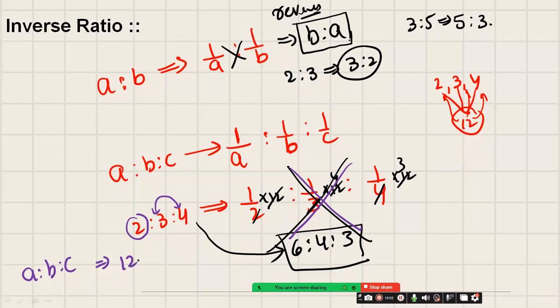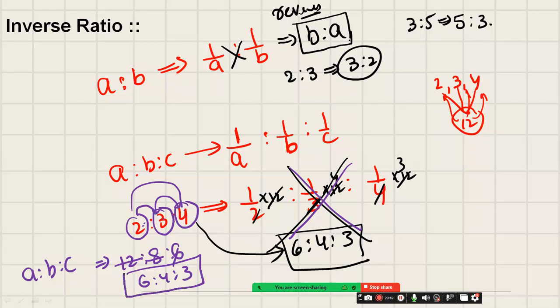3 4s are 12. If you want to find out the B value, close the B and multiply the remaining two numbers. 2 4s are 8. If you want to find out the C value, close the C and multiply the remaining two numbers. 2 3s are 6. Let me calculate, guys. 2 6s are, 2 4s are, and 2 3s are. The final answer here is 6 is to 4 is to 3. I think there is no need for pen and paper, only a single step. Clear, all of you?